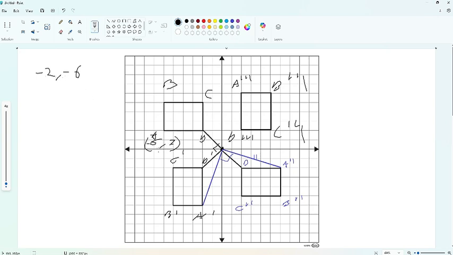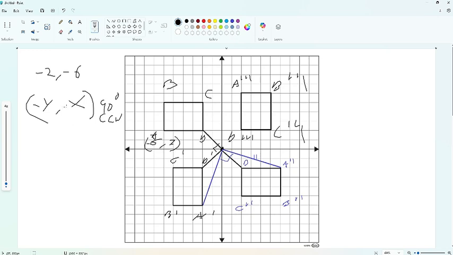What is the relationship? We can see that it would be -y, because this is -y, and x stays. This is a 90-degree counterclockwise rotation. And every 90-degree counterclockwise rotation would be (-y, x).